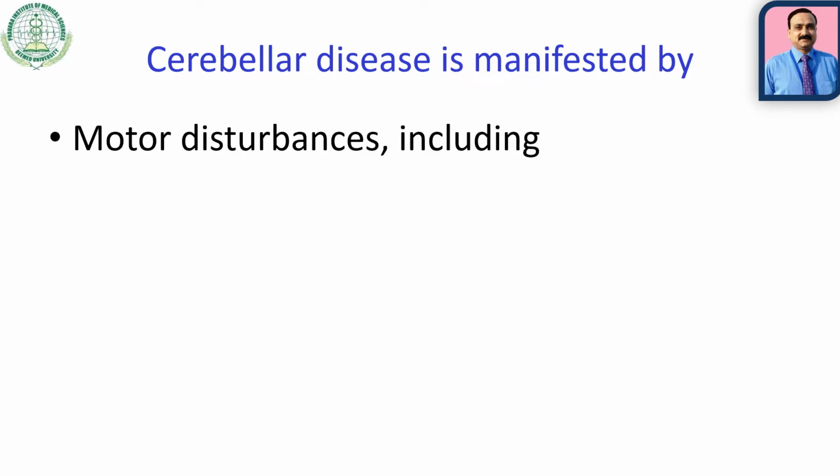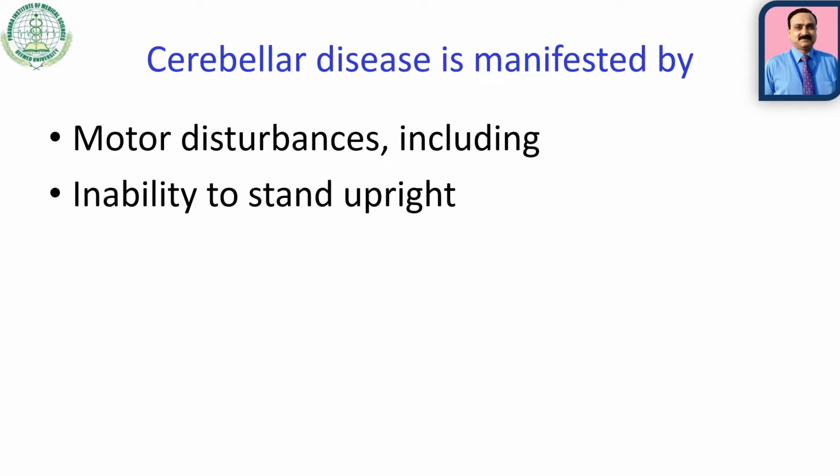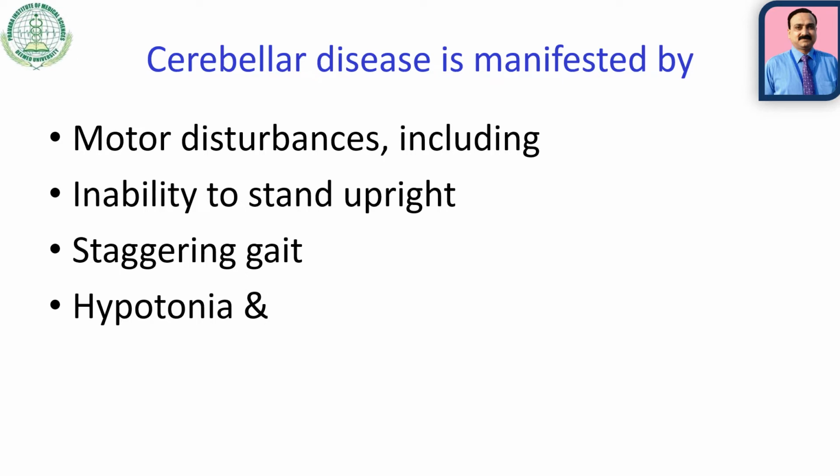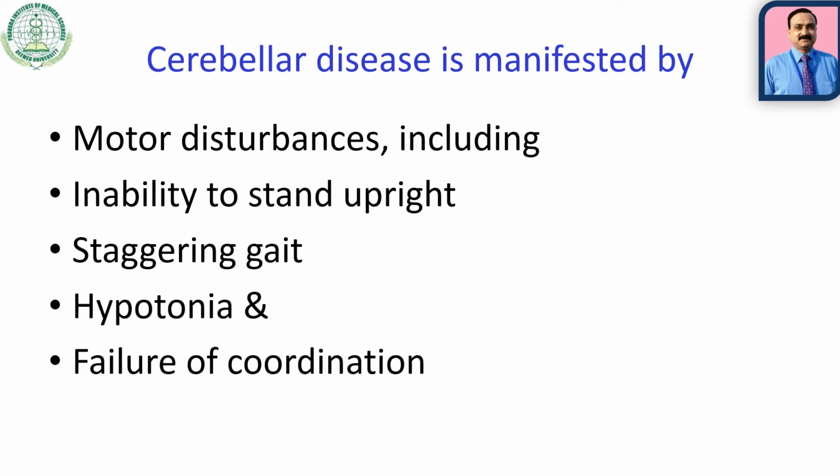If there is a defect in the cerebellum, they are manifested by motor disturbances, including inability to stand upright, staggering gait, hypotonia and failure of coordination. Details of this we are going to study in the applied anatomy of cerebellum.